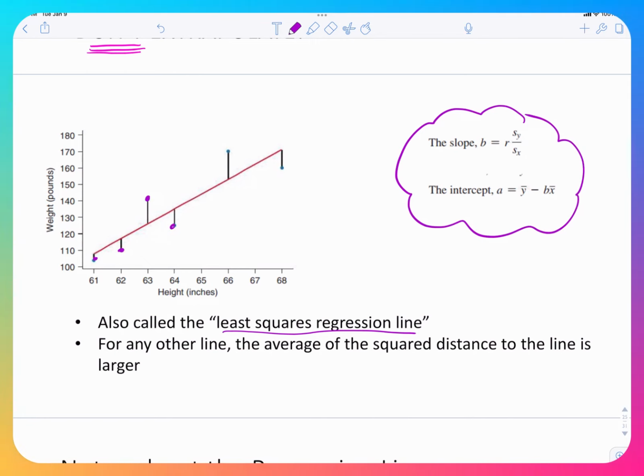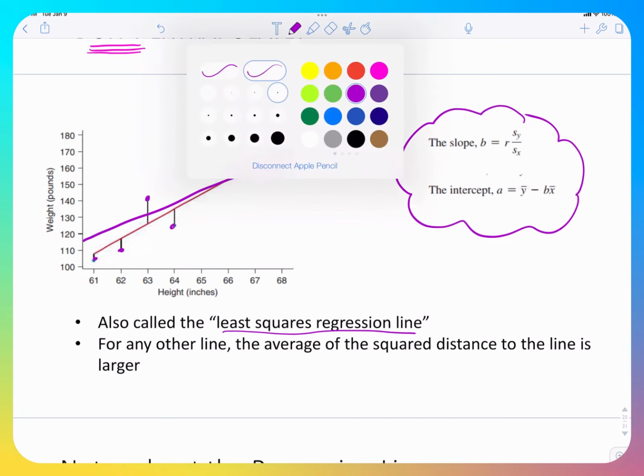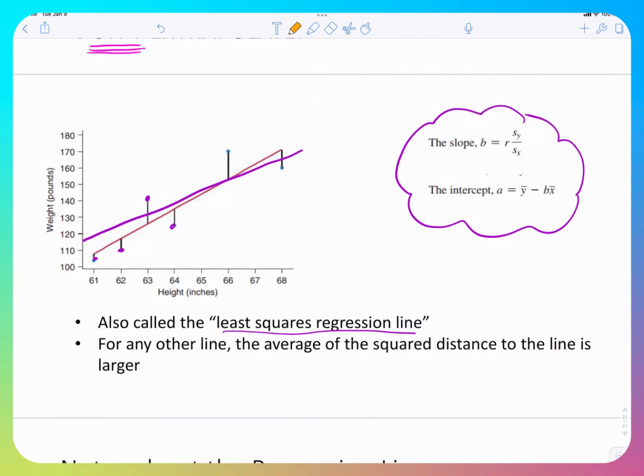Like any other line, and this is just a terrible sketch, but for any other line, the distance from that line to these points, the average of these distances, would be much larger than the one that was calculated for us using technology. Okay? All right. So that's the regression line. So it's the line of best fit. It's the line that minimizes the distance from all of the data points to the line.